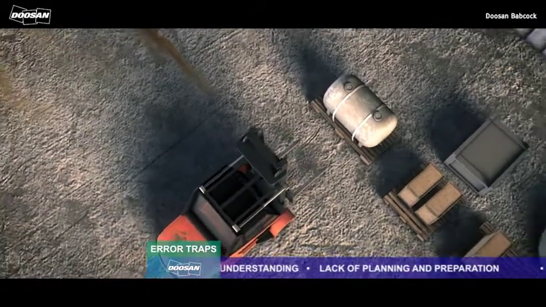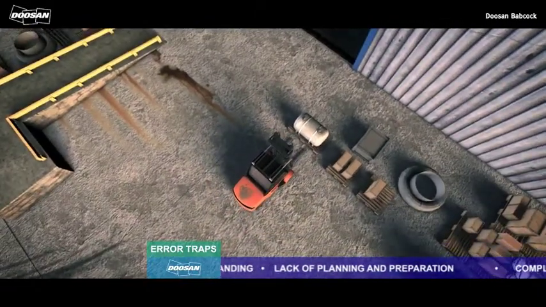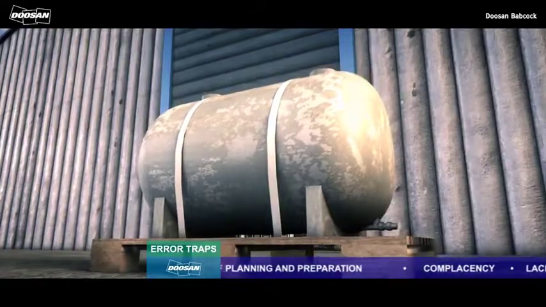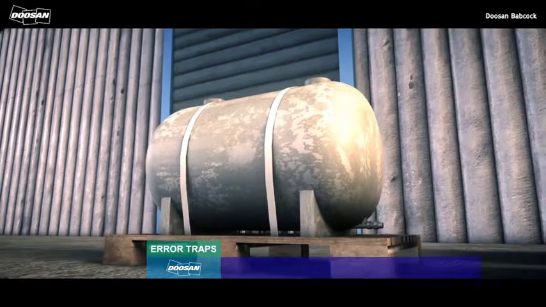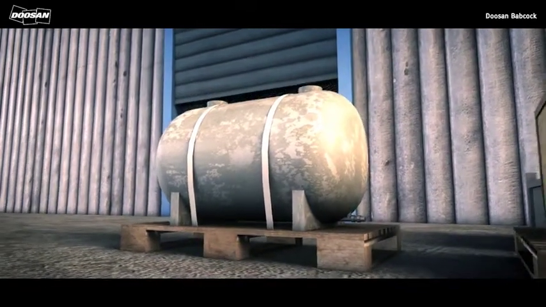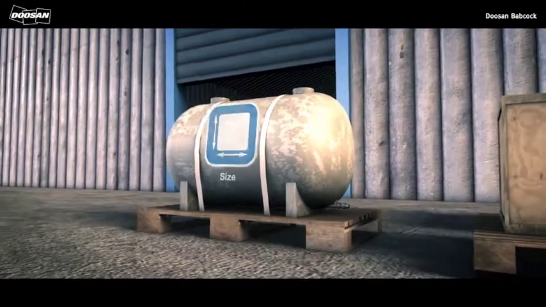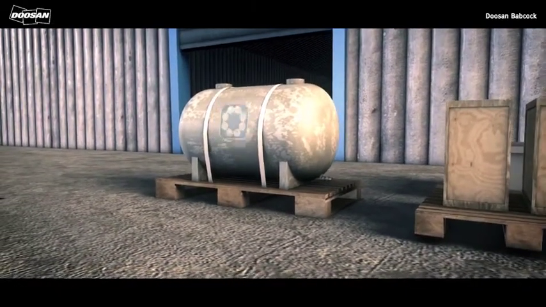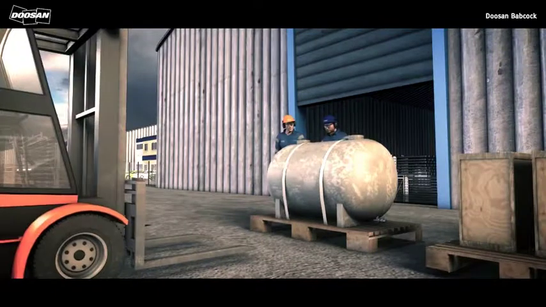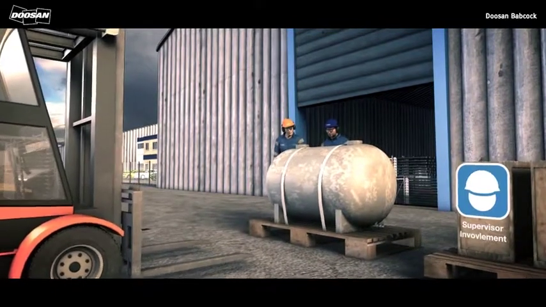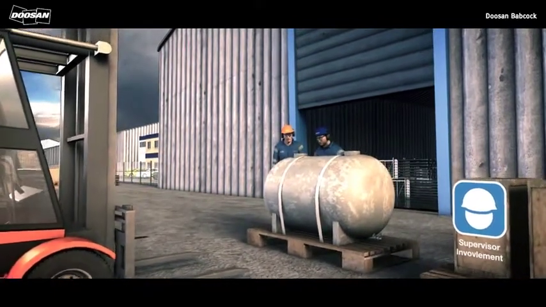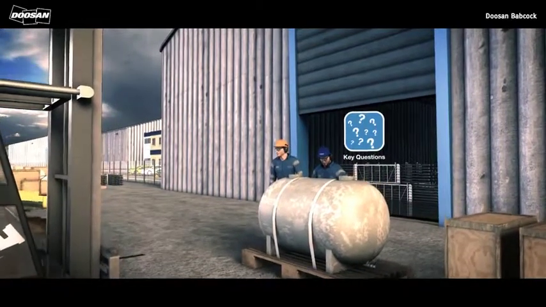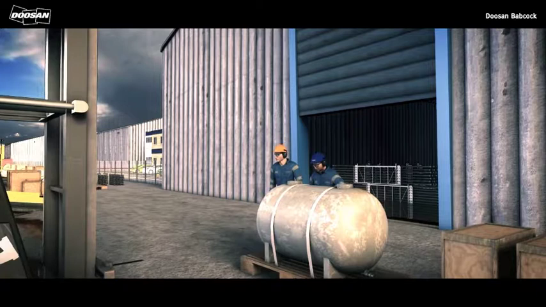Unfortunately, as this was an unplanned task, the risk assessment process was not applied. Had the proper planning and preparation taken place, the assessment of the load in terms of weight, size, centre of gravity, and route of travel would have deemed it as a critical task. This would have allowed not only supervisor involvement, but also the use of the critical task Take 5, which asks key questions of the operator prior to commencing work.